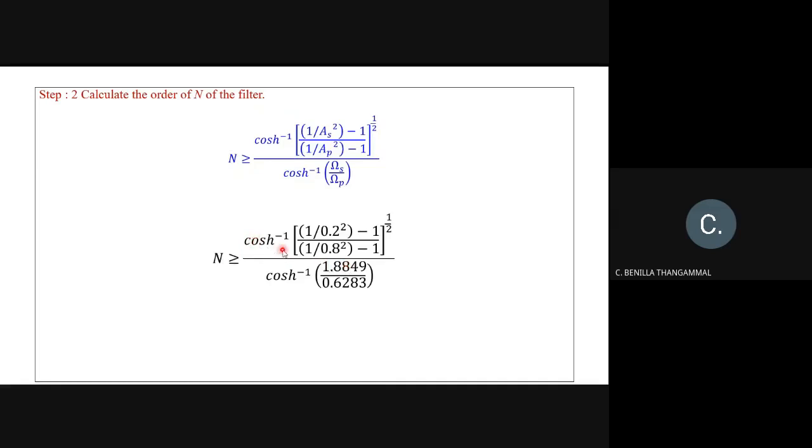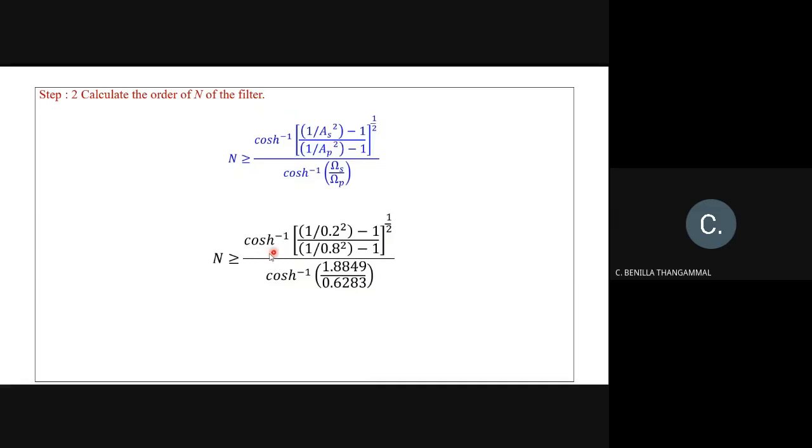So cosh inverse of open bracket, again one open bracket, 1 divided by 0.2 square inverse minus 1 close bracket divided by open bracket 0.8 square inverse minus 1 close bracket, again one close bracket, power 1 by 2 close bracket divided by cosh inverse of open bracket 1.8849 divided by 0.6283 close bracket equal to.